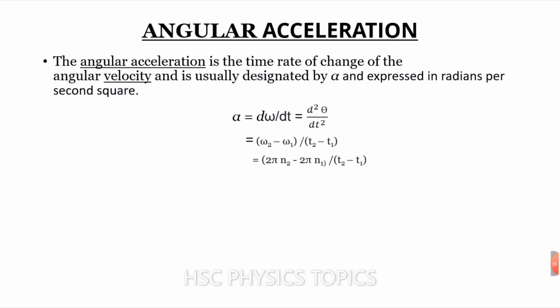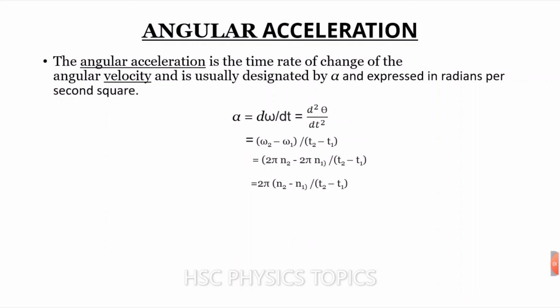When we relate with omega, we have seen in the last topic that omega is 2 pi n. So in place of omega 2 we substitute 2 pi n2, and in place of omega 1 we substitute 2 pi n1, with t2 minus t1 in the denominator. In the next step, taking 2 pi as common, we write n2 minus n1 upon t2 minus t1.